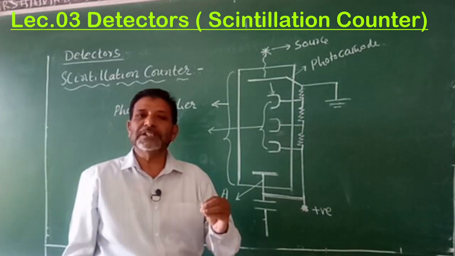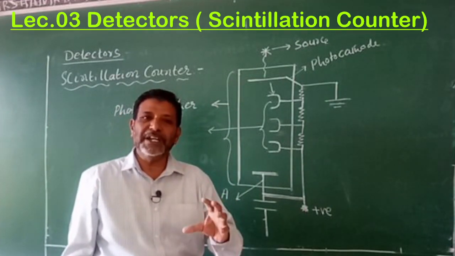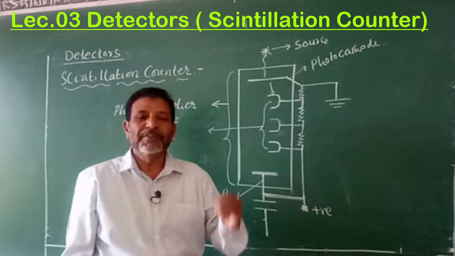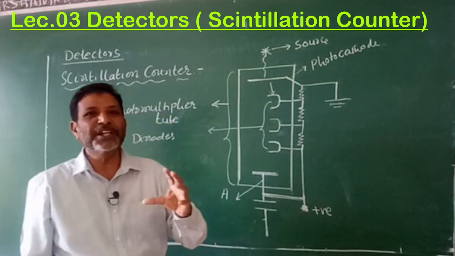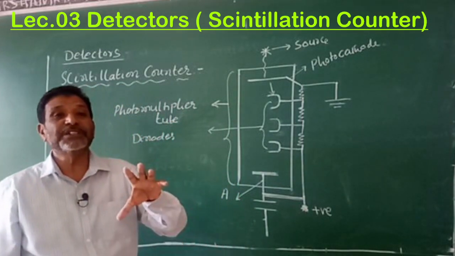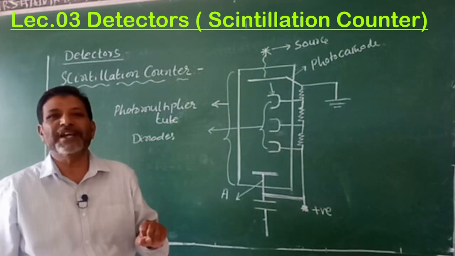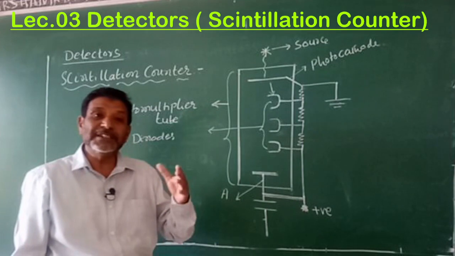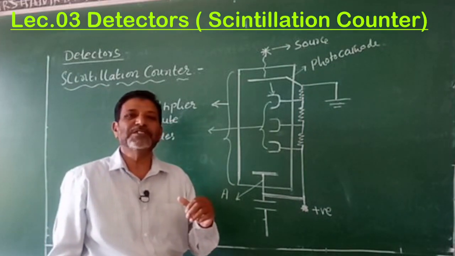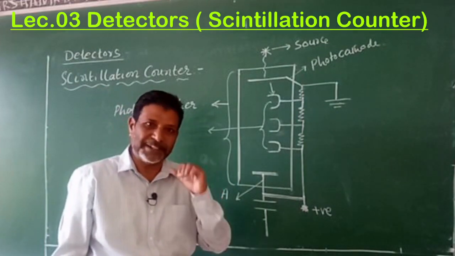That is, there are certain organic and inorganic materials. When light is incident on them, they produce flashes of light. Those flashes are named scintillations. Hence, this detector is named the scintillation detector.